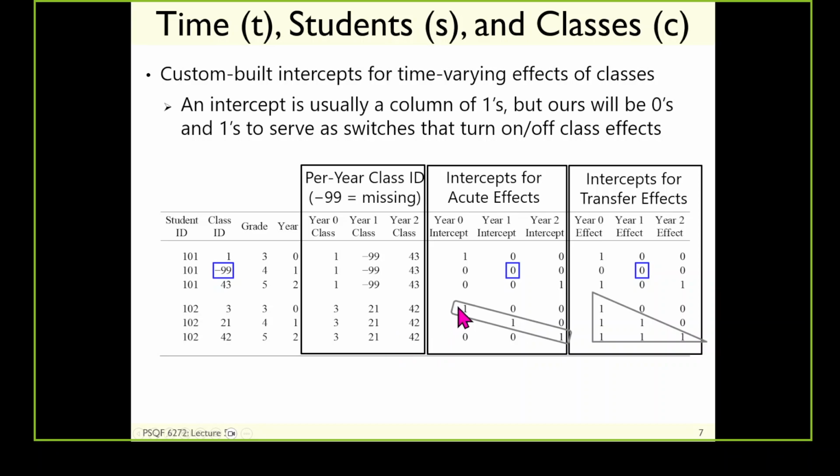And then if I want to represent the effect of their clustering as an acute effect, then I would put a 1 in a custom intercept column that's going to become the year 0 intercept for when they're in that class and not otherwise.